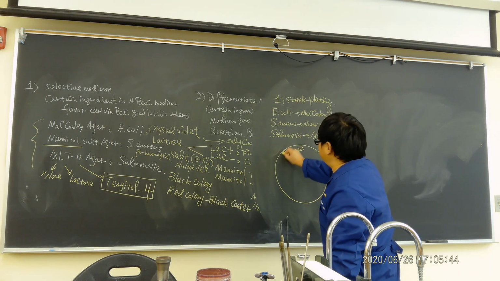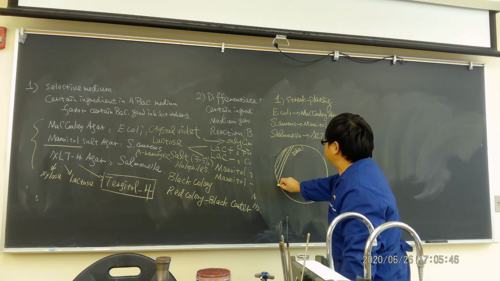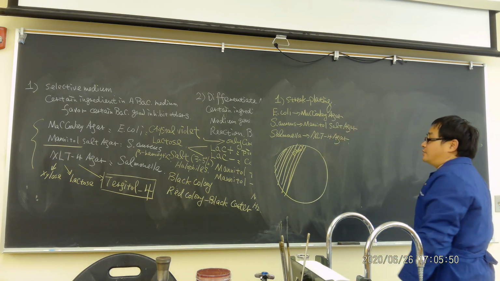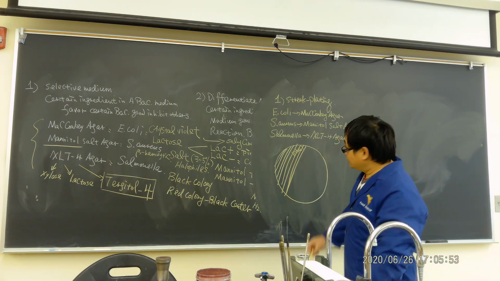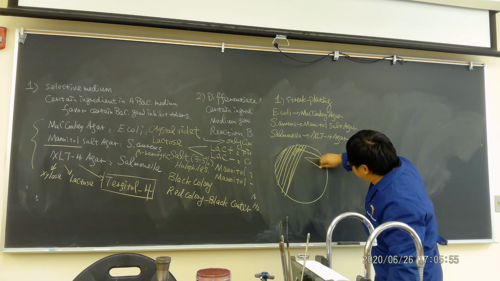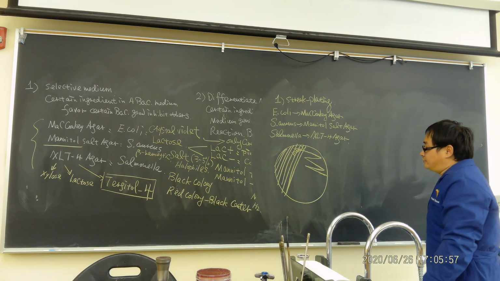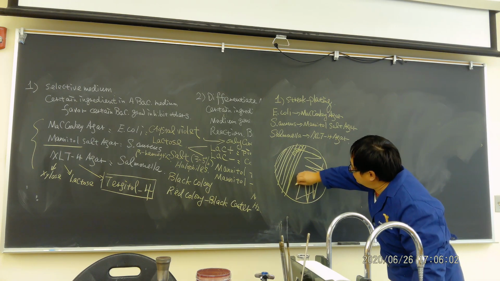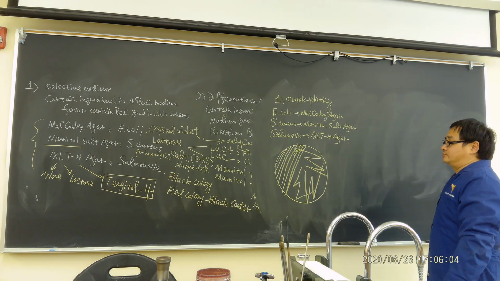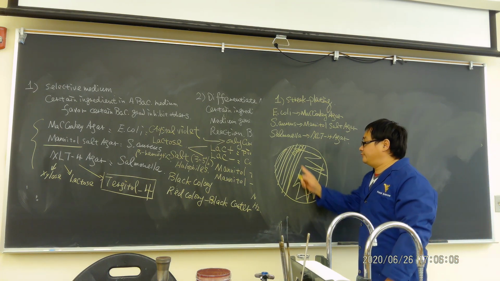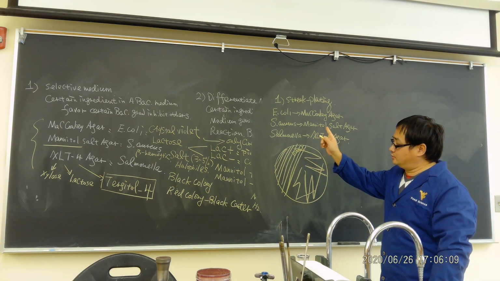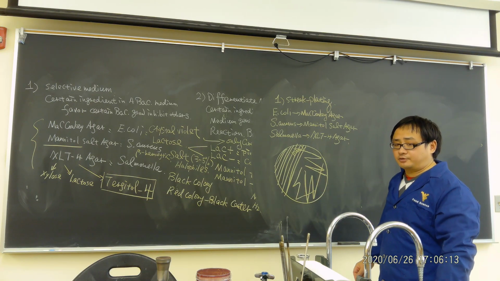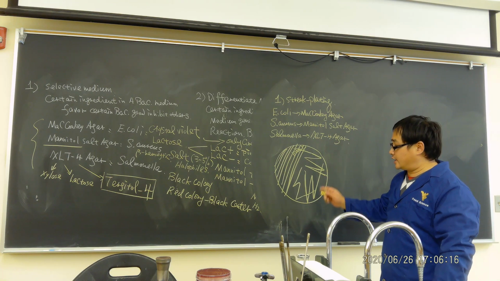And you do a very intensive first streak using the loop. Then you have to flame it. Do a second streak, less intensive. Then you flame it again, do the third streak, and then flame it again, do the last one. Every time you have to come in from the original place. So we call it a serial dilution on the solid agar.